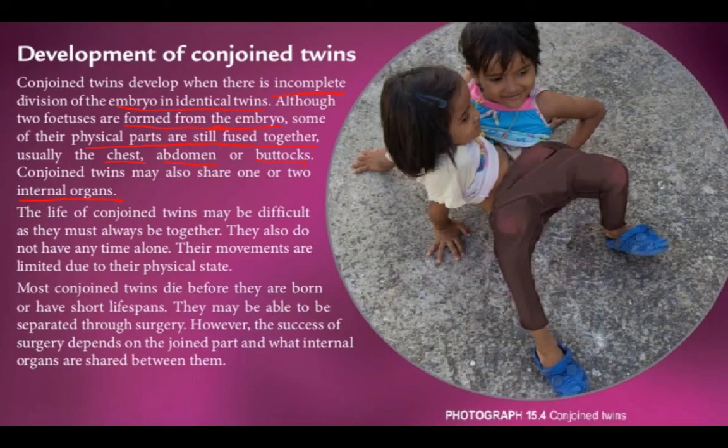The life of conjoined twins may be difficult as they must always be together. They also do not have any time alone. Their movements are limited due to their physical state. So most conjoined twins die before they are born or have a short lifespan. They may be able to be separated through surgery. However, the success of surgery depends on the joint parts and what internal organs are shared between them.